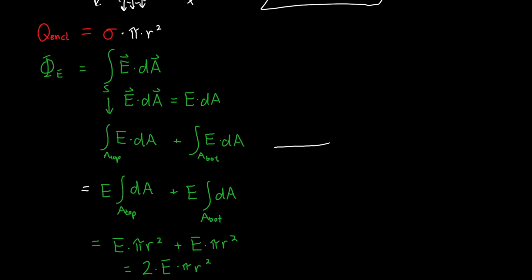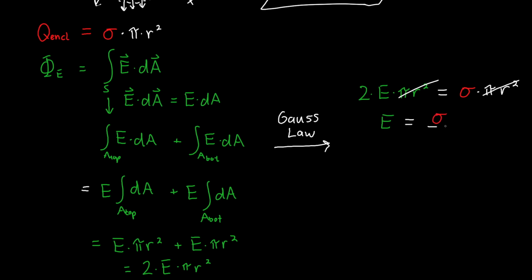So now if we use Gauss's law, we can find that 2 times E times pi r squared, which is our electric flux, has to be equal to sigma times pi r squared. And so the pi r squareds cancel absolutely beautifully, and we get that the electric field is equal to sigma over 2. And this is our final answer.